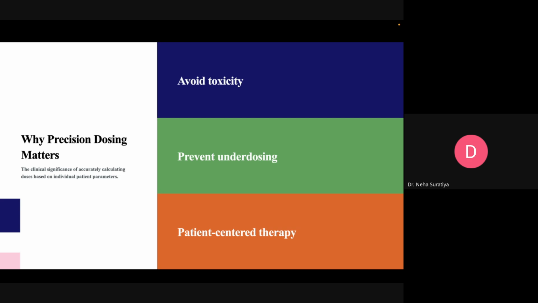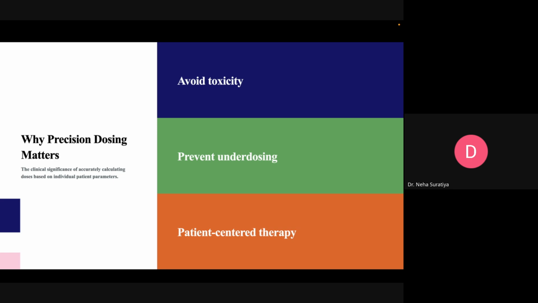Whenever we talk about precision, it means it is personalized, individualized, right? You can see the small line written below the heading: the clinical significance of accurately calculating your dose based on individual patient parameters.